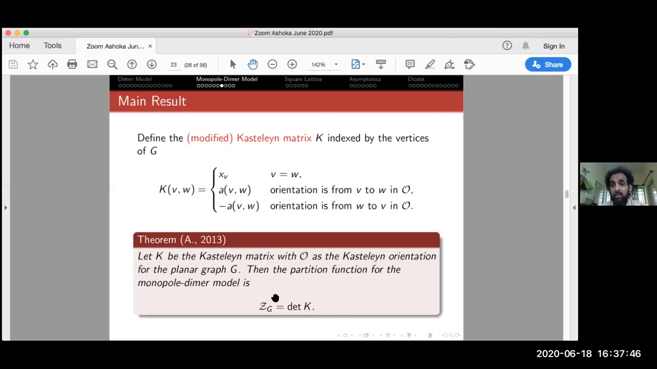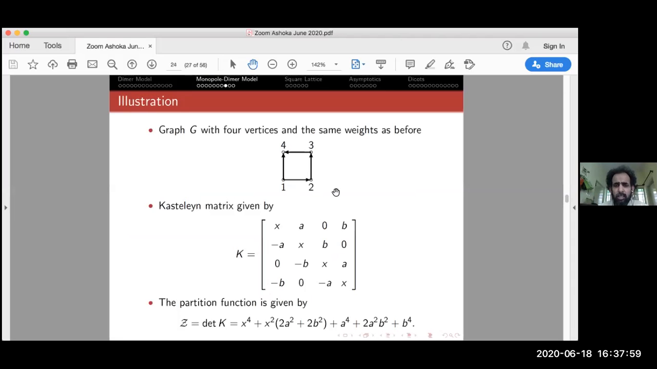Now notice that this is no longer a skew symmetric matrix because your diagonal entries are not necessarily zero. So one doesn't a priori expect something nice. Just to go over the same example, this is the same Kasteleyn orientation. I just added x's on the diagonal. In other words, I just added a multiple of the identity matrix to the old Kasteleyn matrix. And now if you take the determinant, you will get these things. I've just separated it out according to the powers of x.